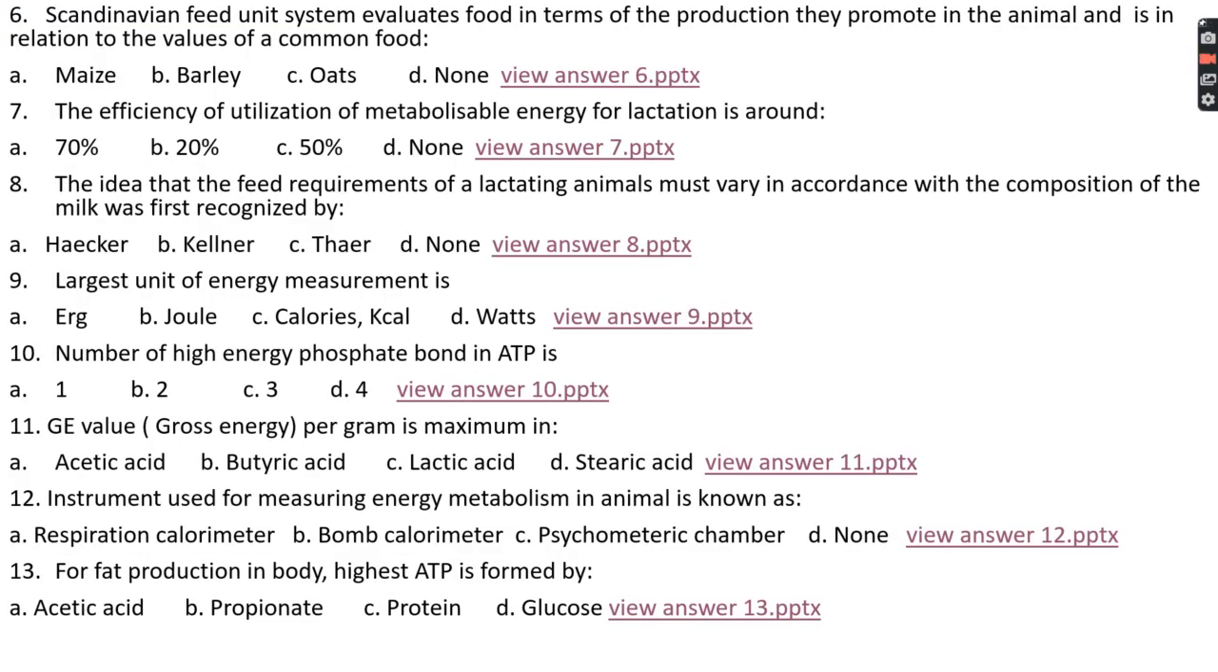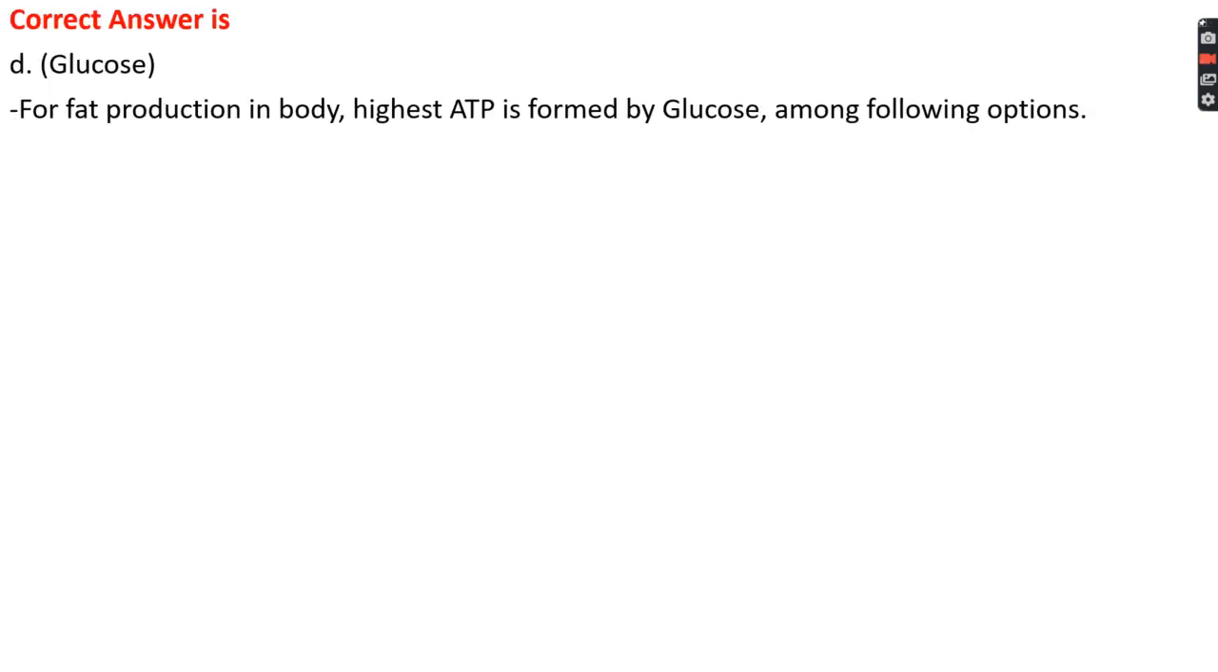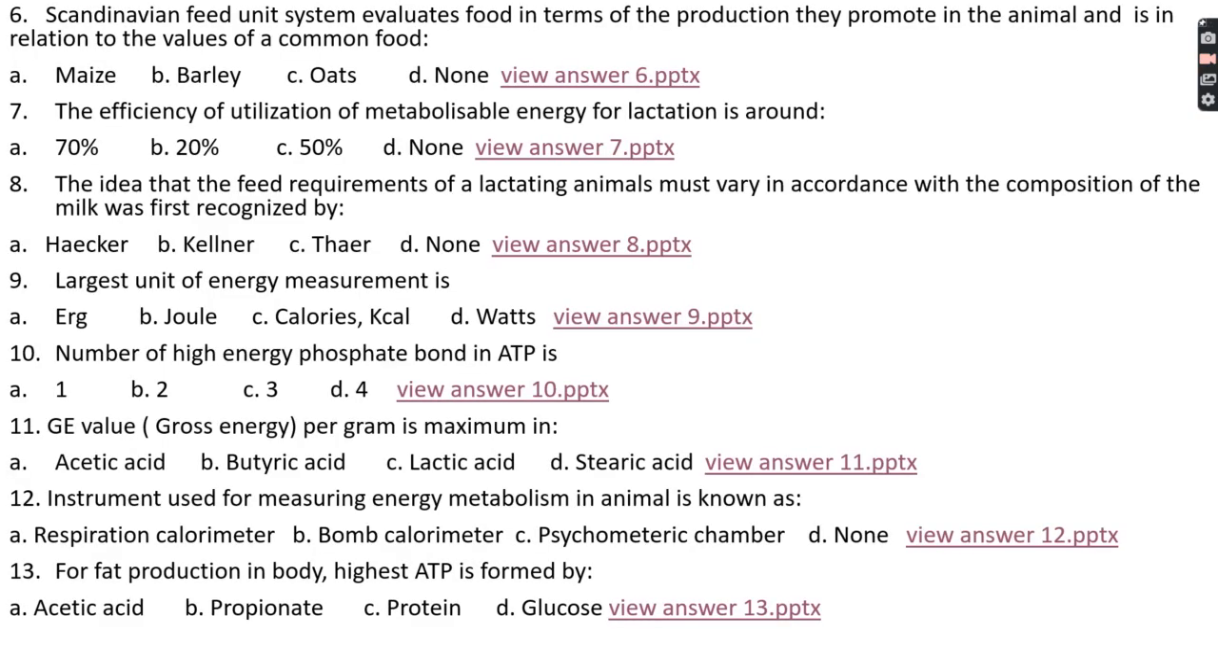Question number 13. For fat production in body, highest ATP is formed by option A acetic acid, option B propionate, option C protein, option D glucose. The right answer is option D, that is glucose. For fat production in body, highest ATP is formed by glucose among all the following options.